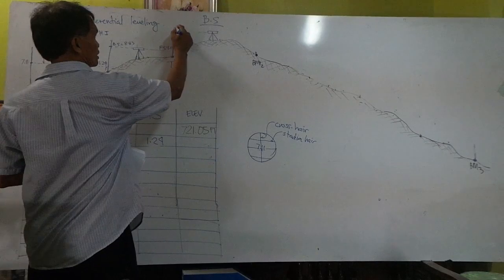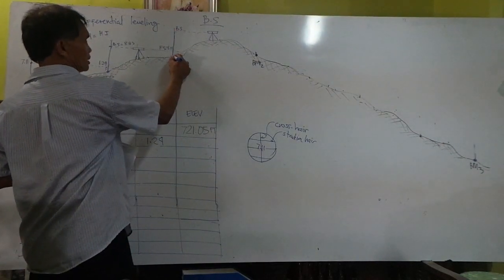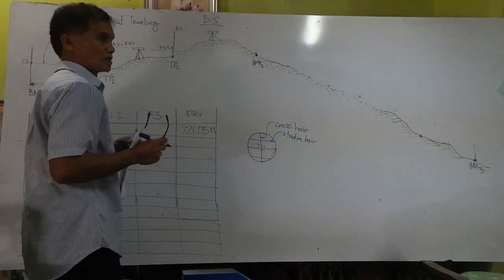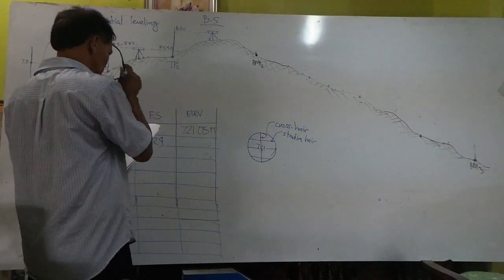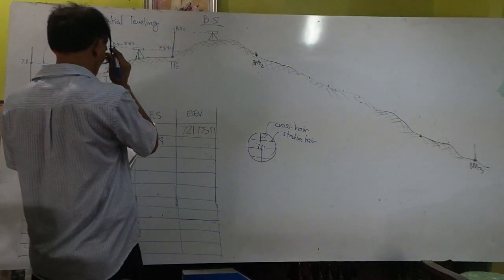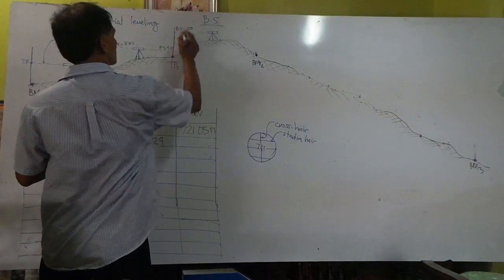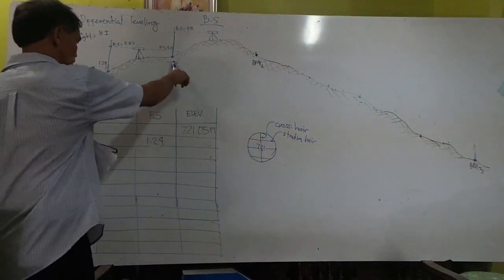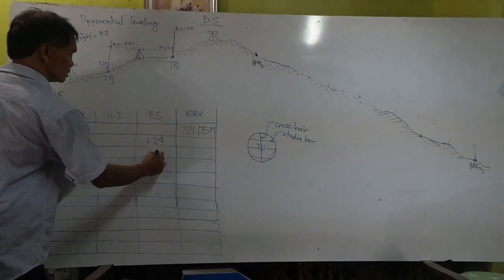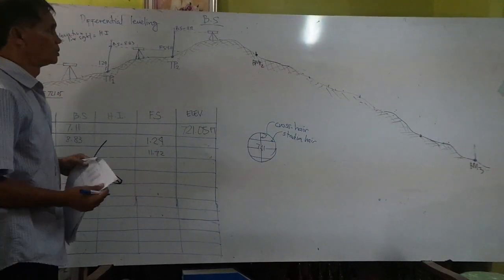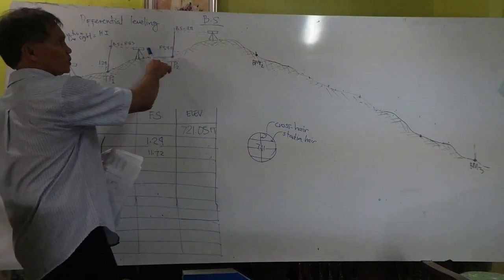Ang TP2 noon is now a backside, no? Because we can already compute the elevation of this TP2. In this example, itong backside is 11.72. 11.72 itong backside. So, TP2 11.72.